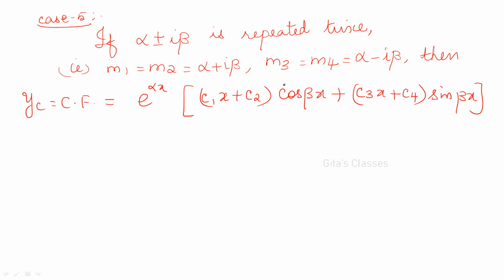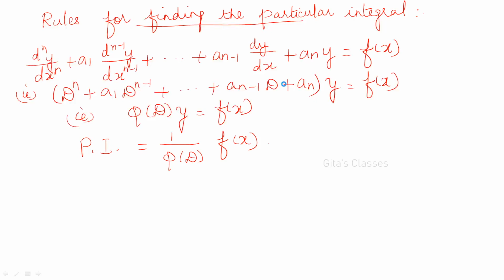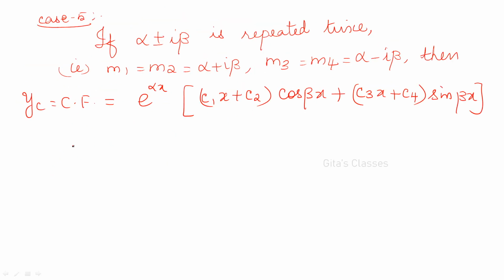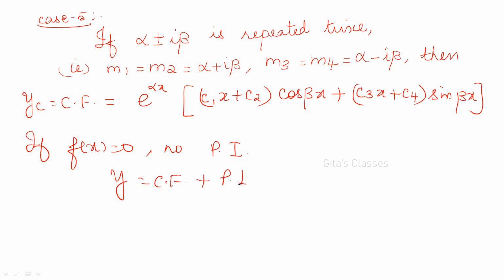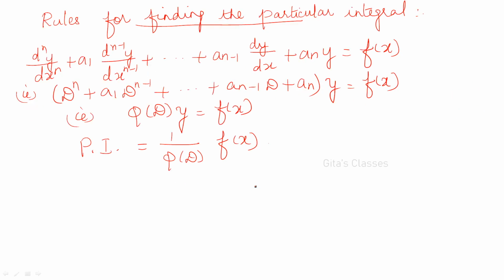Please remember that. When the right hand side function f of x is equal to 0, then there is no particular integral. Otherwise, y is equal to CF plus PI. Assuming the right hand side is equal to 0, we will find out CF. Depending on the right hand side function, we have different methods for finding the particular integral. Let us find out the particular integral.